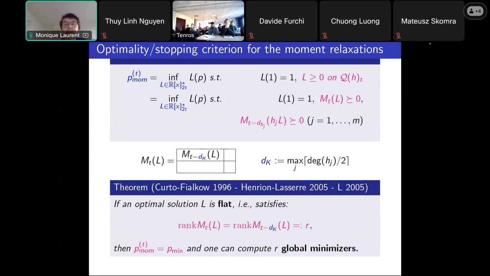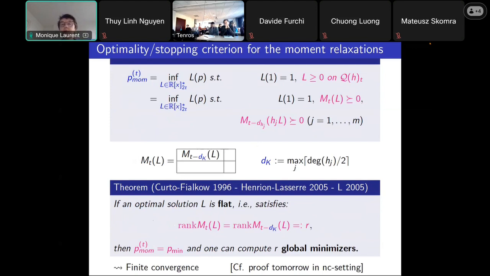So this is a very nice theorem because it gives a criterion that you can test numerically. You solve your SDP, you check if the solution is flat, if this rank condition holds, then you know that your bound is actually exact. It's equal to the minimum. It's not only a lower bound, it's actually equal. And on top of that, you can compute the global minimizers of the original polynomial optimization problem. So this shows that under flatness, the hierarchy of bounds has finite convergence. And if time allows, I will give you tomorrow a sketch of proof in the non-commutative setting.